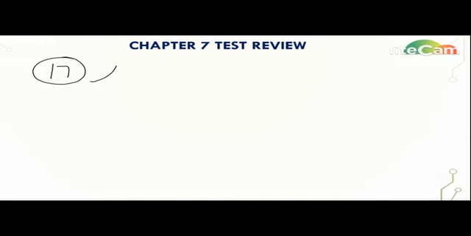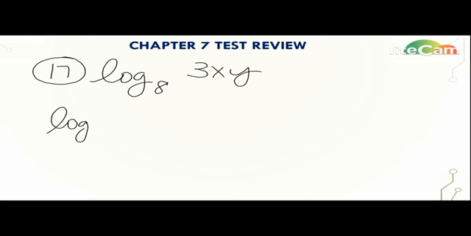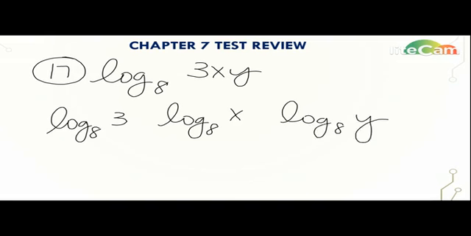Okay, let's do number 17. So that one is log base 8 of 3xy. So I've got log 8 of 3, log 8 of x, and a log 8 of y. That's all multiplication in there, so it simply changes to an addition.